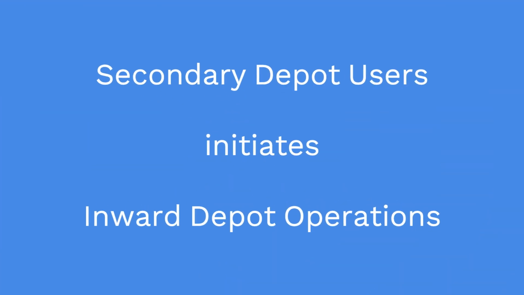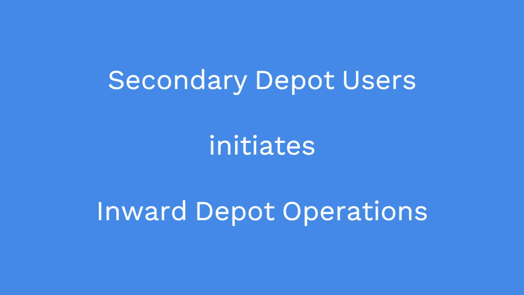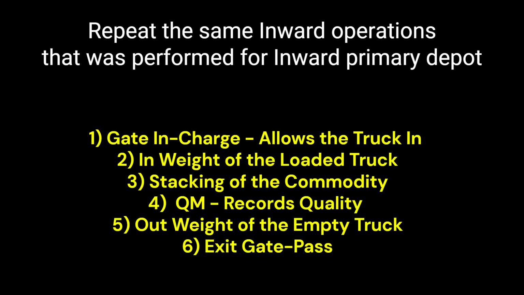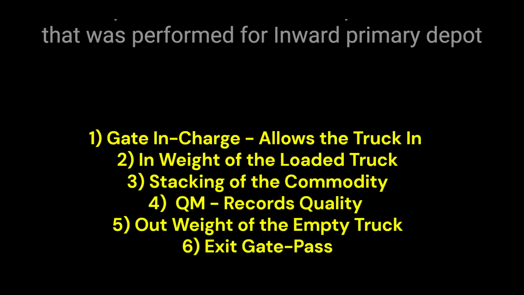Secondary depot users initiate inward depot operations. The same inward depot process is repeated for each additional receiving depot linked to this movement. Using the secondary inward depot user credentials, the gate in charge allows the truck in, the weighbridge in charge captures in weight, the shed in charge performs stacking, manager QC records quality, the weighbridge in charge captures out weight, and the gate in charge completes the exit gate pass.